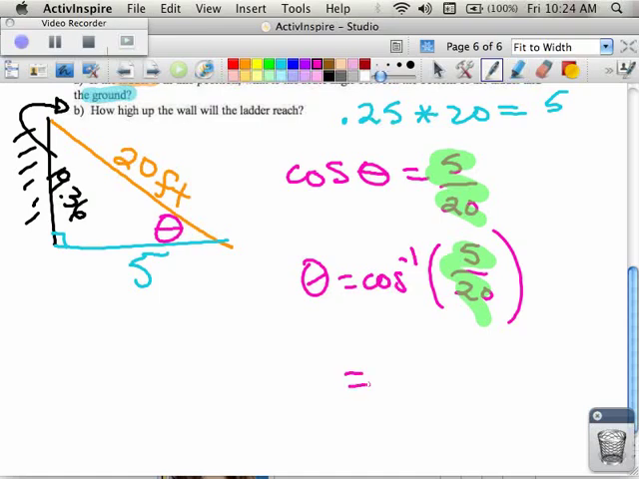Go to the nearest hundredth again. Thank you. 75.52 degrees. Please, when you give angle measurements, if not specified, give them to me in degrees to the nearest tenth, or hundredth, excuse me, unless otherwise instructed.